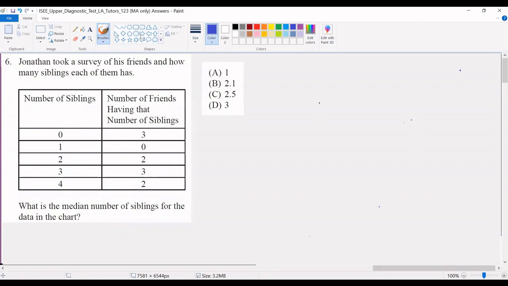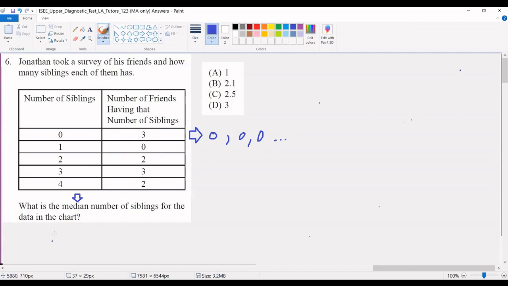What they are trying to say right here is that we have 3 friends that have 0 siblings. So I have 0, 0, 0. And we have kind of this idea here. So let's continue reading. What is the median number of siblings for the data in the chart?